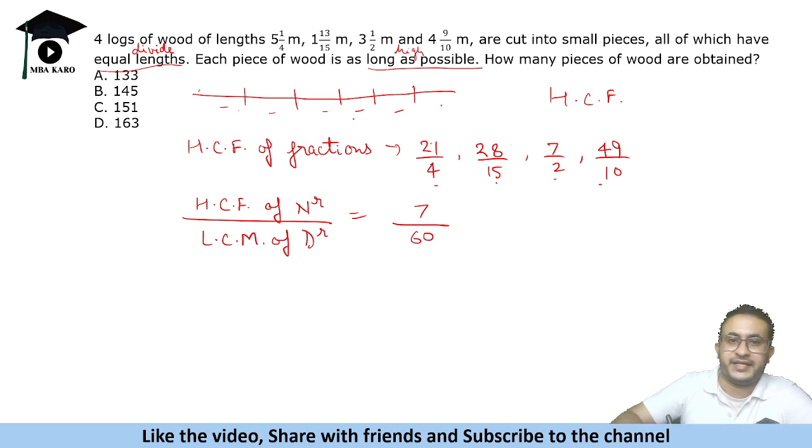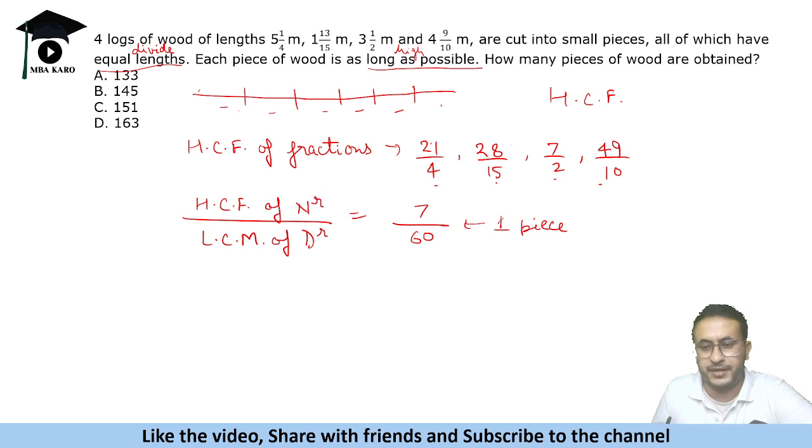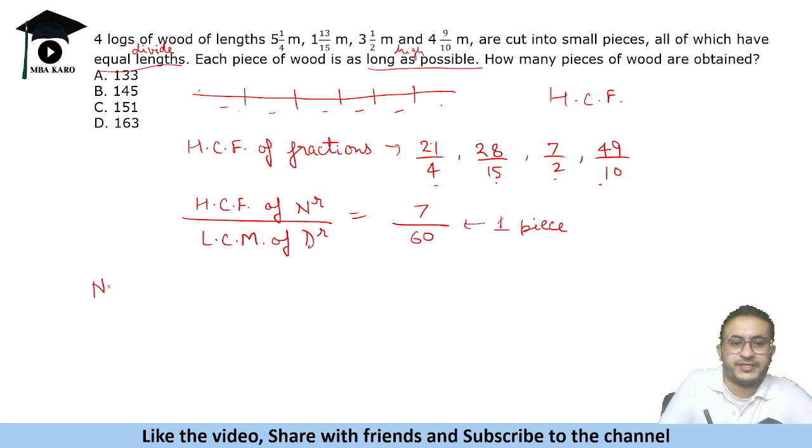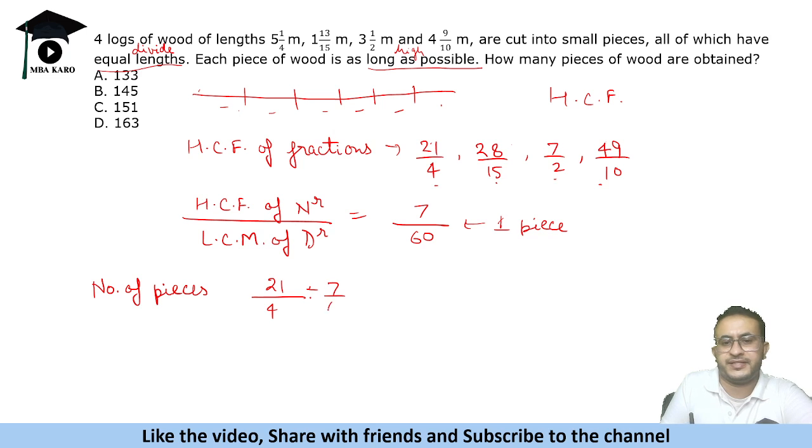So that is the size of one piece. If they ask what the size of one piece is, one piece is 7 by 60 meter long. Now if I have to find the number of pieces, we will divide 21 by 4 by 7 by 60, and this is the number of pieces of this wood, and so on we will do for the remaining pieces.